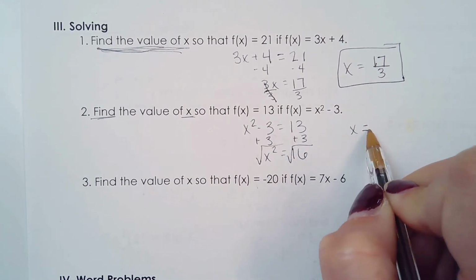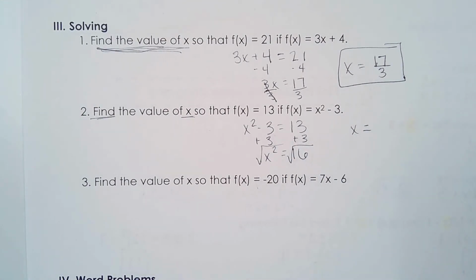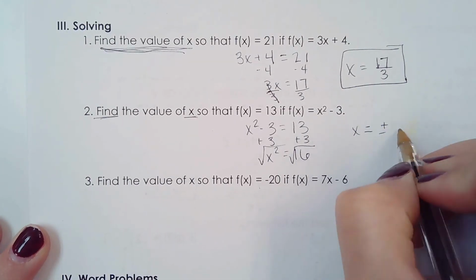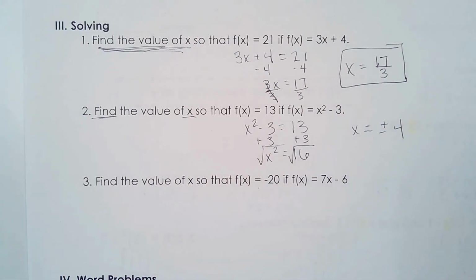So is it just positive 4, or could you also get negative 4? Does negative 4 times negative 4 still give you positive 16? Yes. So your answer could be positive 4 or negative 4. We'll say plus or minus 4. So you could get 2 values of x for that. If you put negative 4, that is also right. Any other questions on that one?